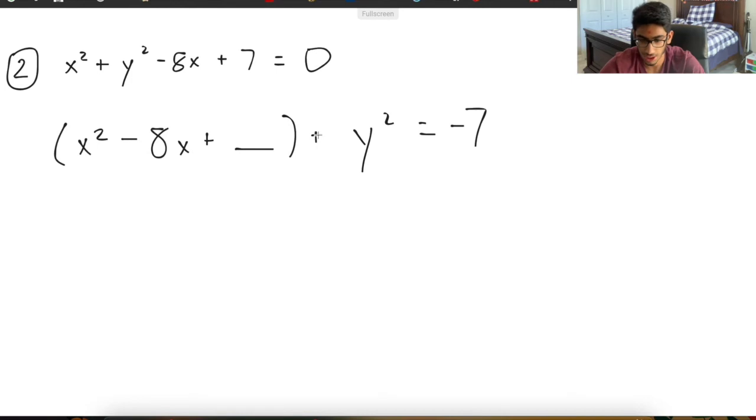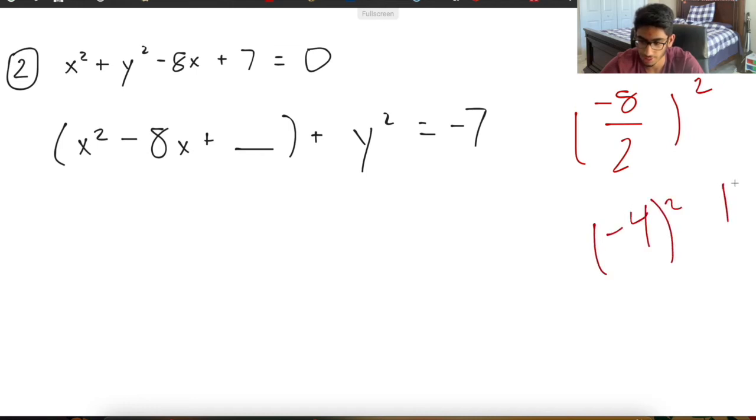So now we use the same formula to find this blank over here. So we would use -8 divided by 2 and square that. So that's -4, and -4 squared is 16. So 16 is this blank, and we can also add it to the other side, so the right side, and that is equal to 9.